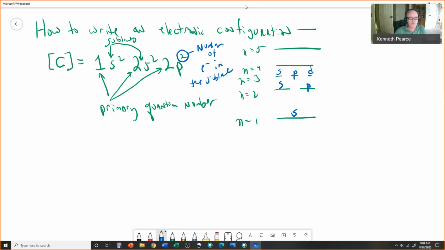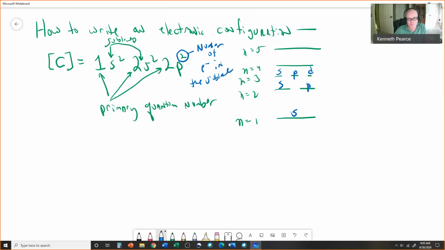So we need to be able to come up with what's called the electronic configuration. And for carbon, it's 1s2, 2s2, 2p2. And by the way, these numbers that are superscripts, they just refer to the number of electrons. It's not a mathematical, like to the second power or anything like that. Okay, so how are we going to do this?